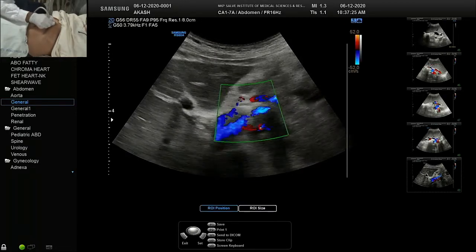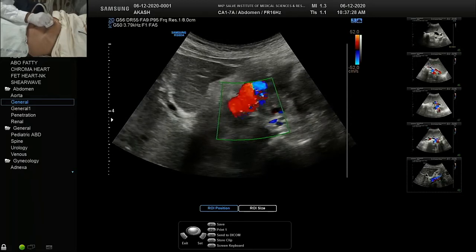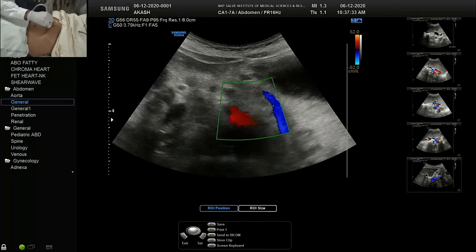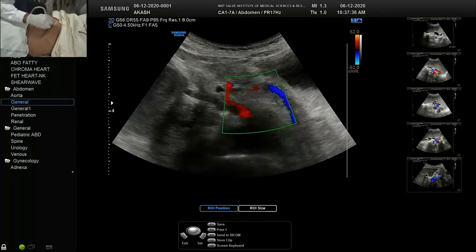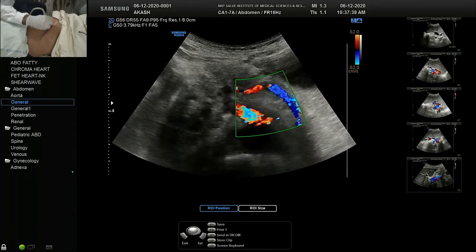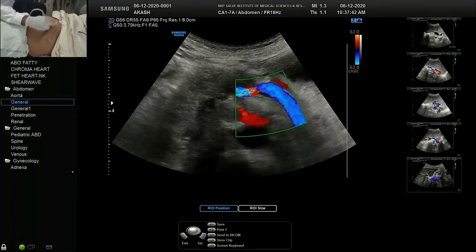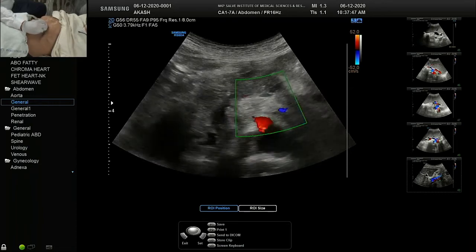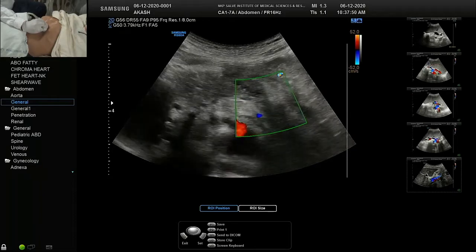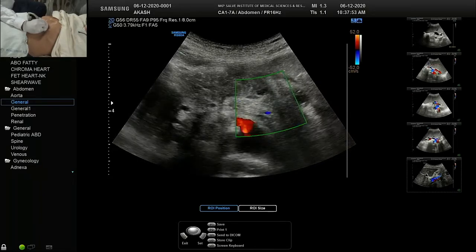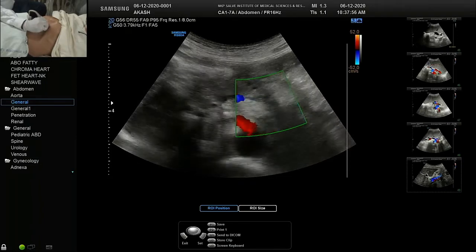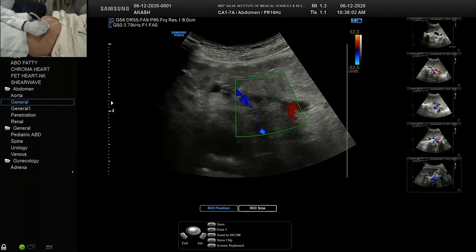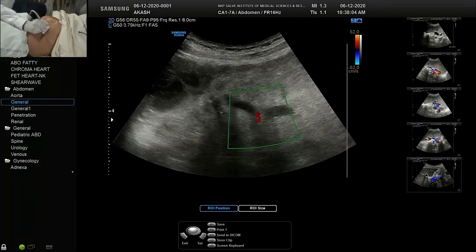Now once we identified that this is confluence, we'll go back and try to see whether we can see the splenic vein. That is the splenic artery, the blue one, because it is going away from the probe towards the spleen. The splenic vein is not seen till date. So we take it that it is occluded or thrombosed. And probably there is collateral above. These are all collaterals.